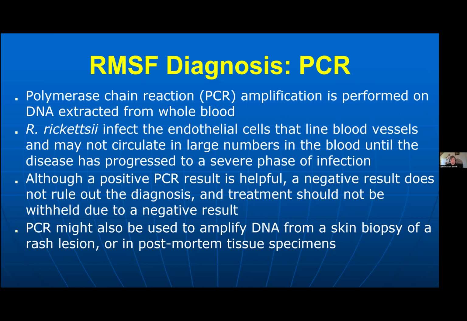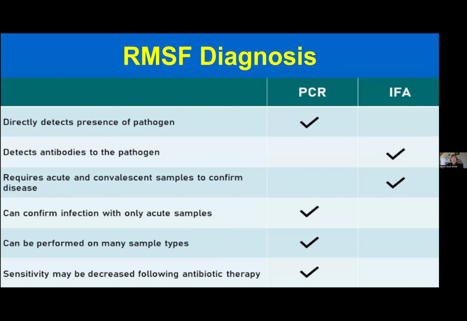PCR also might be used to amplify the DNA obtained from a skin biopsy or from a rash lesion, or also could be done on postmortem tissue specimens. So this summarizes the diagnostic advantages of each, PCR and the immune testing. So timing is critical, and persistence of consideration for this diagnosis is also helpful to make the diagnosis.